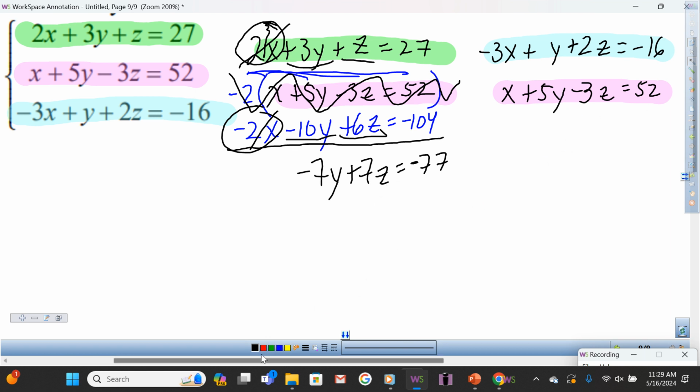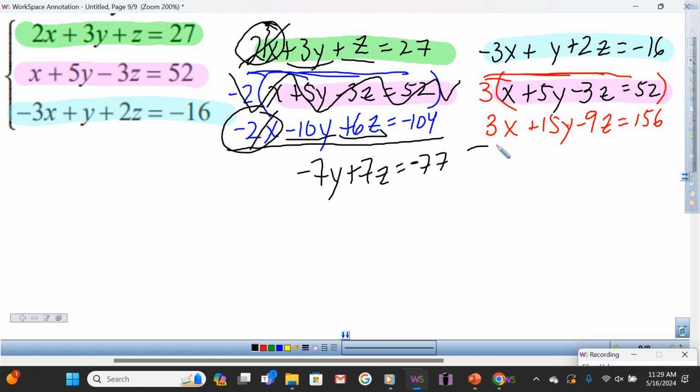Look up, please. I'm going to switch to red. So, to cancel the x's, what do I need to multiply this bottom one by? 3, yeah, the whole thing. So distribute the 3 here, here, here, and here. So this becomes 3x plus 15y minus 9z equals 156. Double check your work. 3 times x, 3 times 5, 3 times negative 3, and 3 times 52. All right.